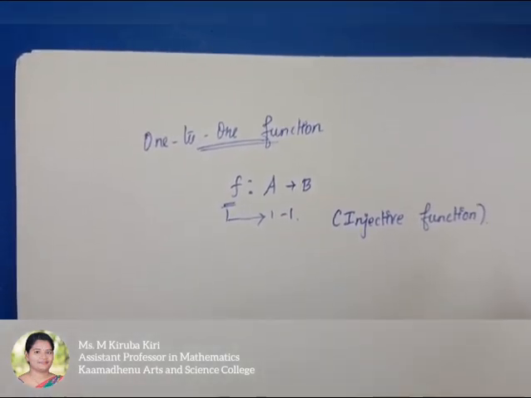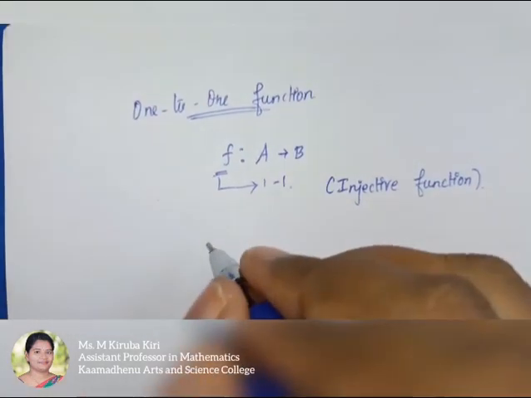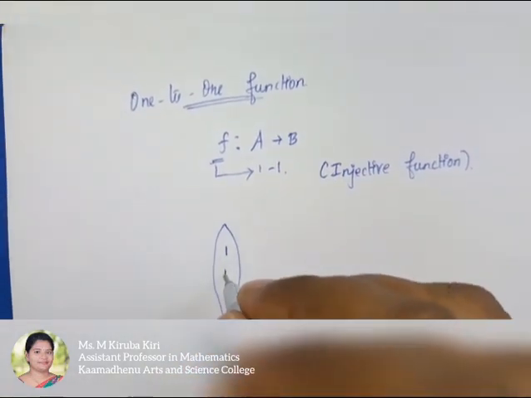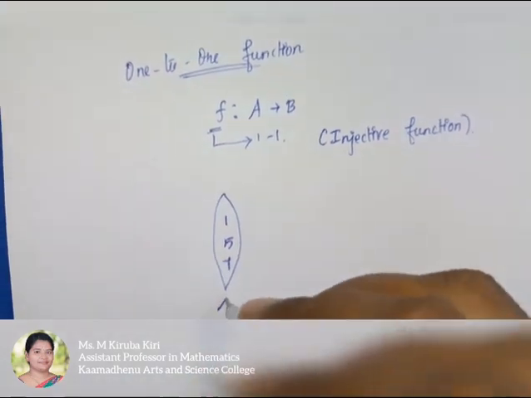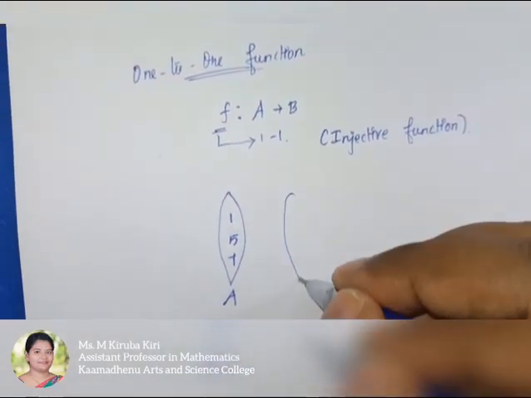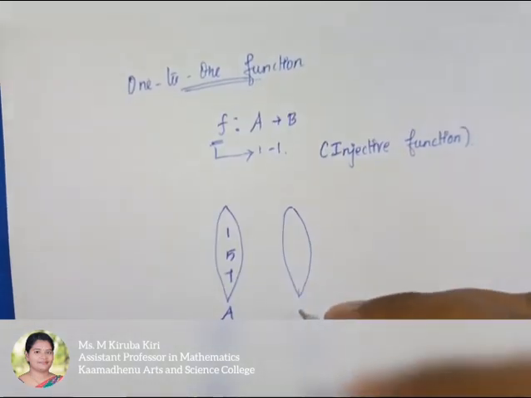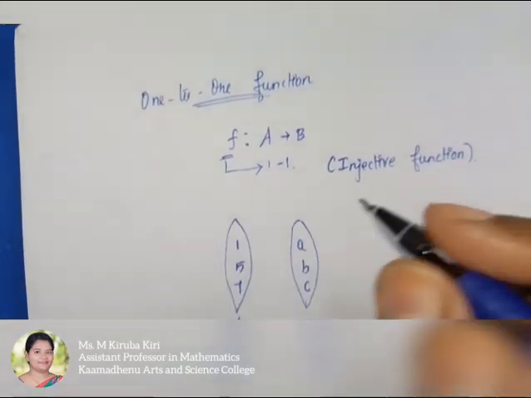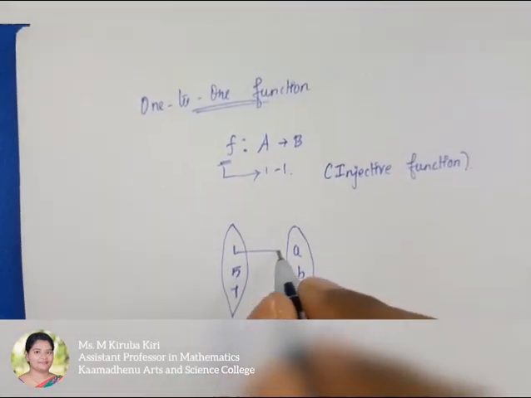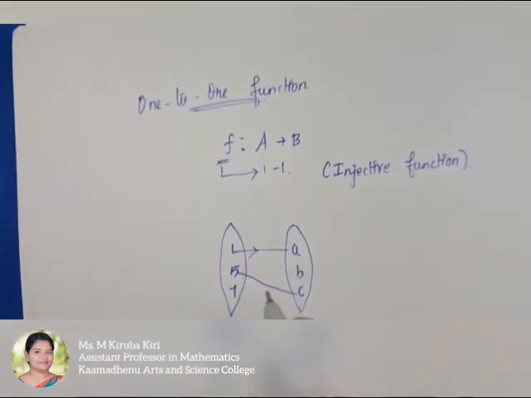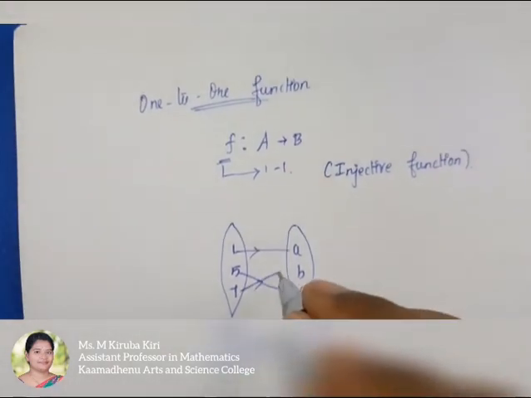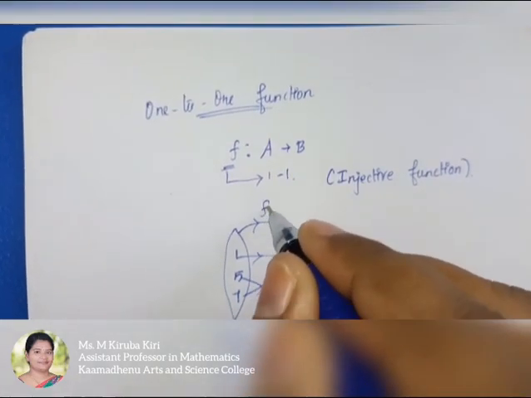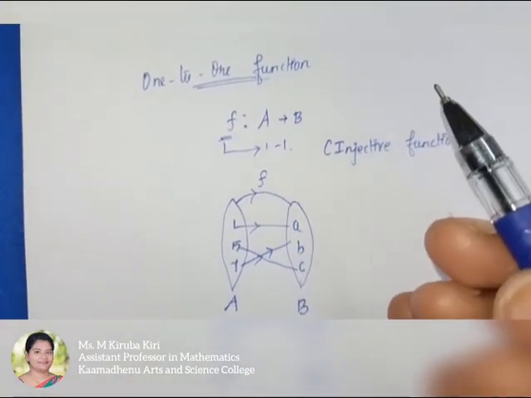Listen. Now, for an example, I will take set A consisting of the elements 1, 5, 7, and set B consisting of the elements a, b, c. 1 is related to a, 5 is related to c, and 7 is related to b. f is a mapping from A to B.